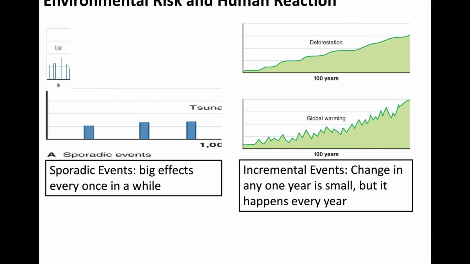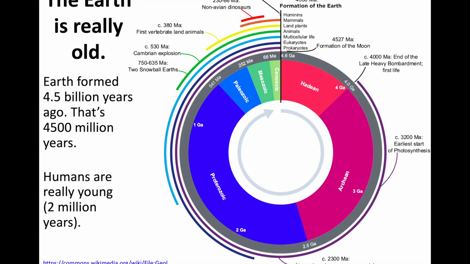One factor that makes it hard for people to adequately think about risk during decision making is how slow Earth processes are and how old the Earth is. The Earth is really, really old. It was formed more than 4.5 billion years ago.